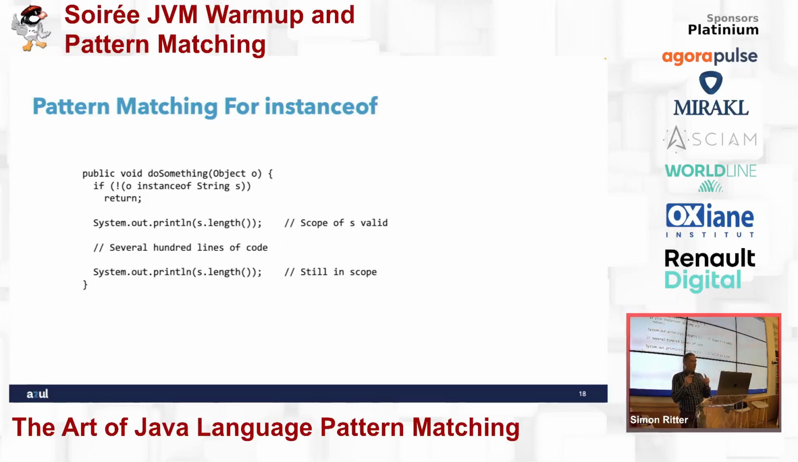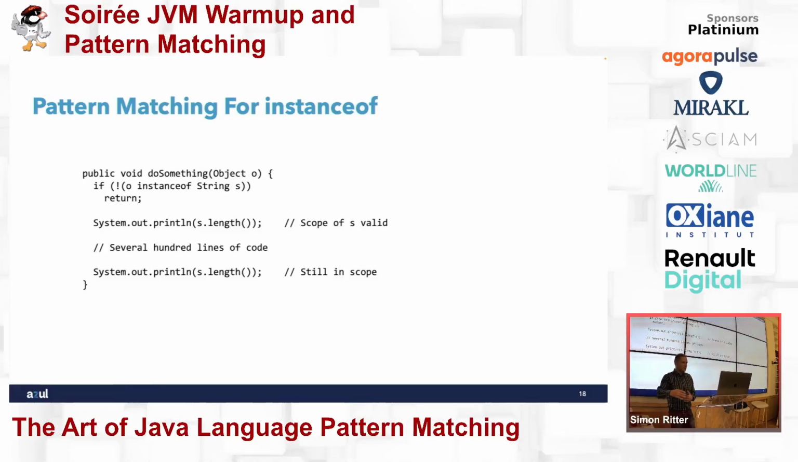Now, scoping of pattern variables for instanceof is something that we need to talk about a bit, because it can be a little bit more complicated. We could invert the test, and say if not obj instanceof String and give it a pattern variable s. So that means that if we don't have a string, then we return from this method. What that means is that effectively the true branch of that if statement is the rest of the method, meaning that the scope of s will be valid for the rest of the method. We can print out the length, we could have several hundred lines of code, and then we can still print out the length.